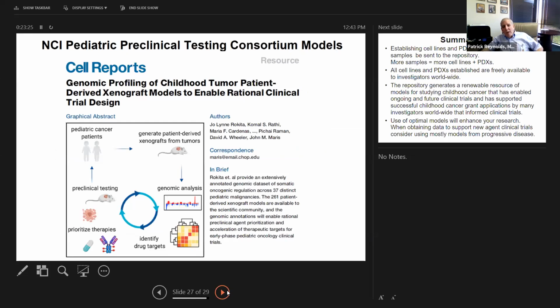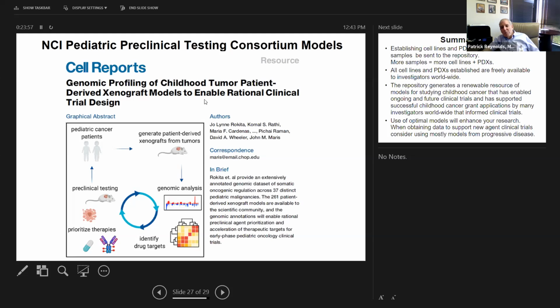Now, I want to point out this particular paper, which is the NCI's PPTC consortium model paper that came out in Cell Reports fairly recently. There's a wealth of genomics data in there that Joe Lin did, driven by John Maris, and it's a combination of models. We contributed the neuroblastoma models, Richard Lock the ALL models, Peter Houghton the rhabdo models. There's brain tumor models in there. There's osteosarcomas from Richard Gorlick as well in there, and from Peter.